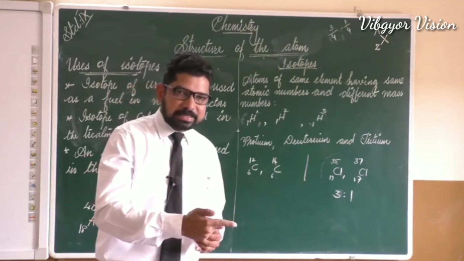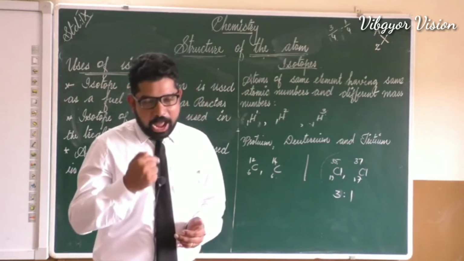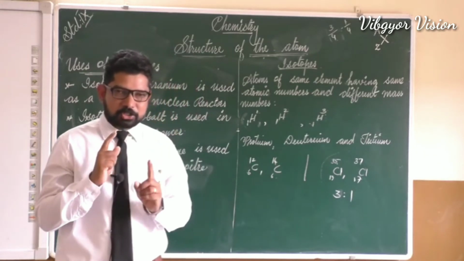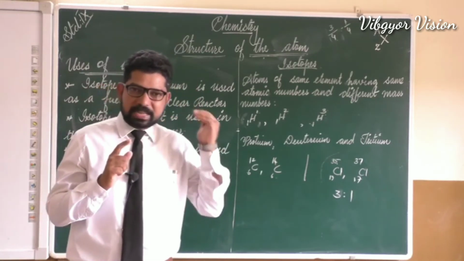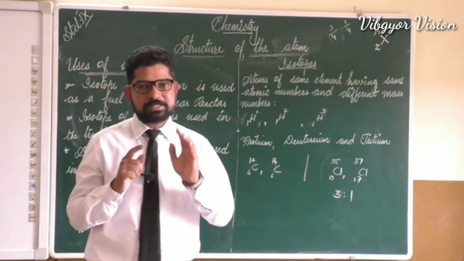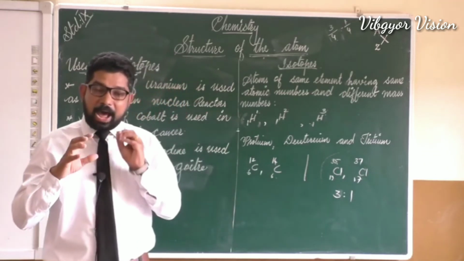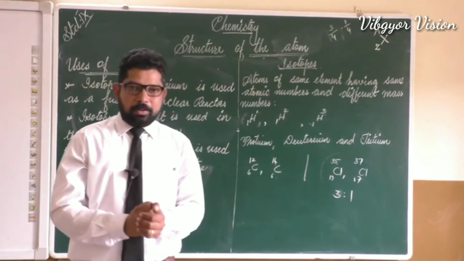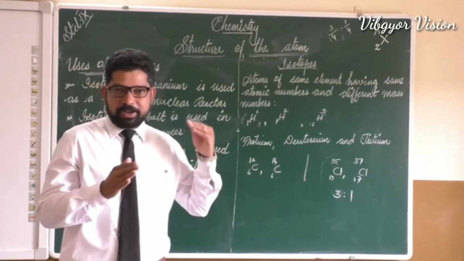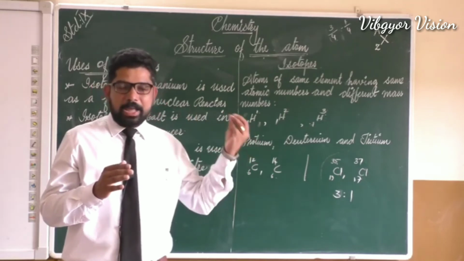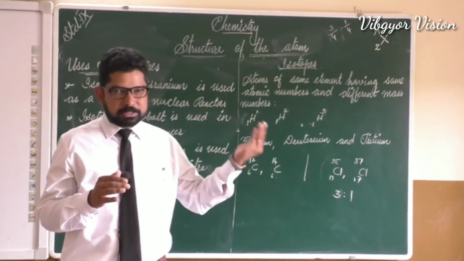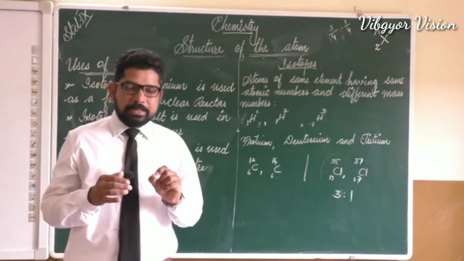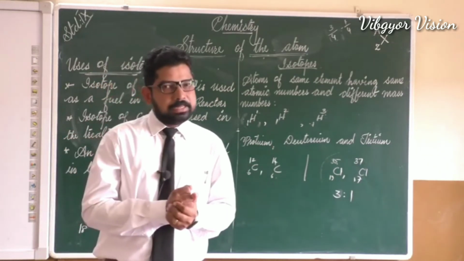Here mass numbers are same but atomic numbers are different. So once again, in isobars, atomic numbers are different, mass numbers are same, and these are the atoms of different elements. So in the case of isotopes, they were the atoms of the same element, atomic number was same, mass number was different. But in isobars, atomic numbers are different, mass numbers are same.